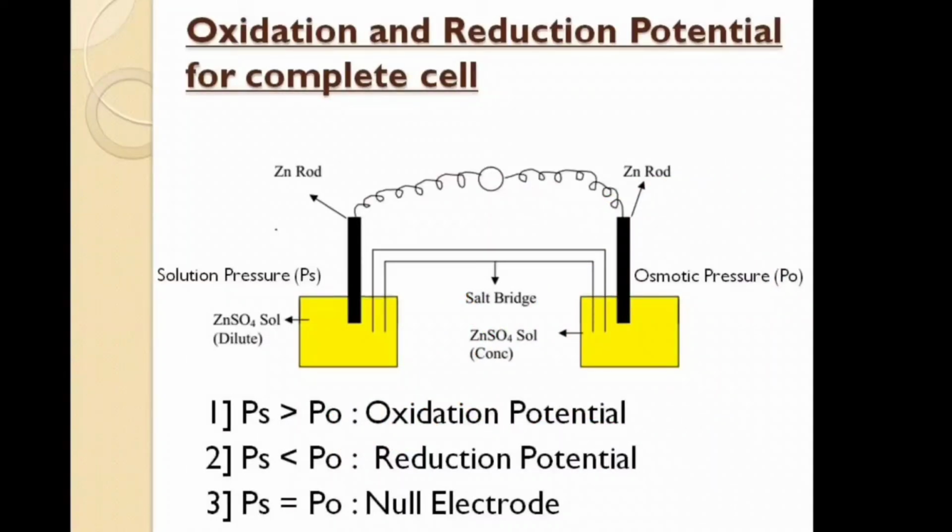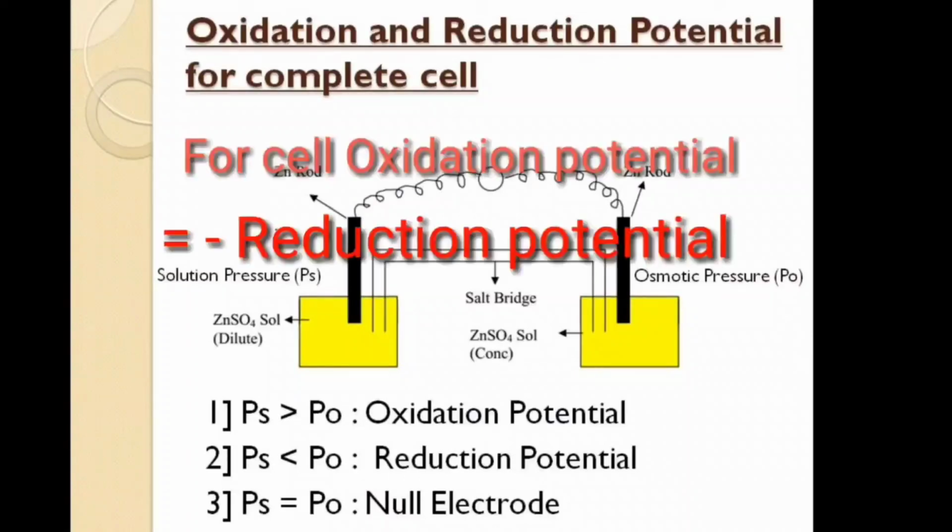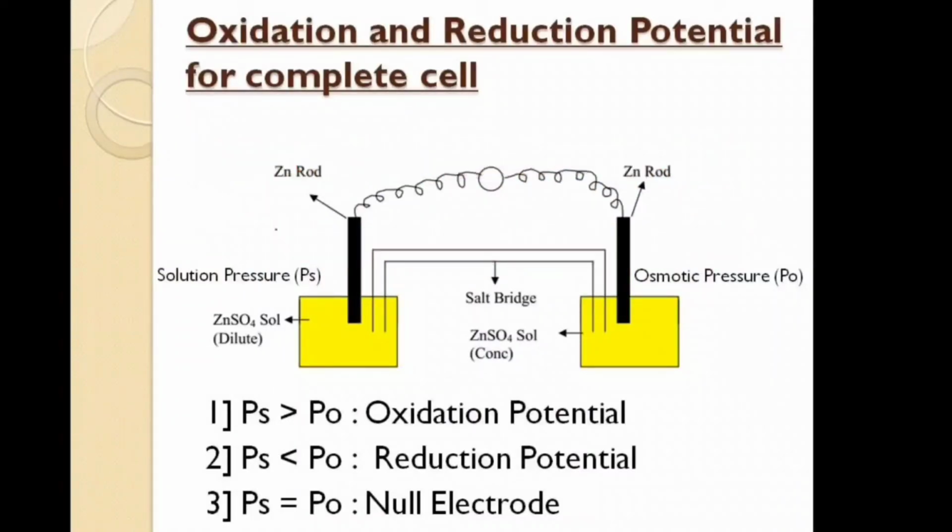Now let us discuss oxidation and reduction potential for a complete cell. As you know, oxidation and reduction potentials are equal but have opposite signs. That means for any cell, if the oxidation potential is +4, then definitely its reduction potential is -4. Now let us take these three cases.